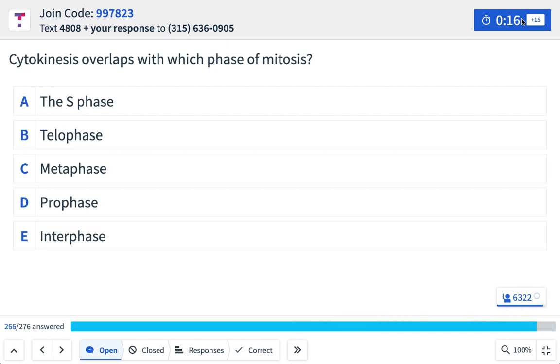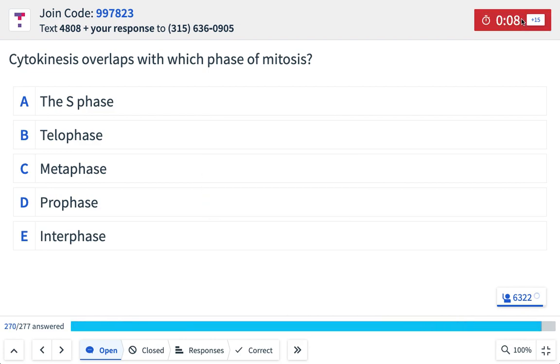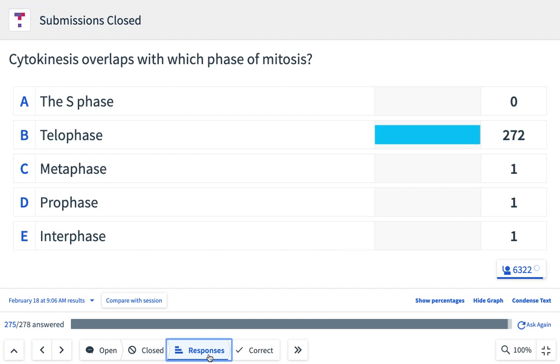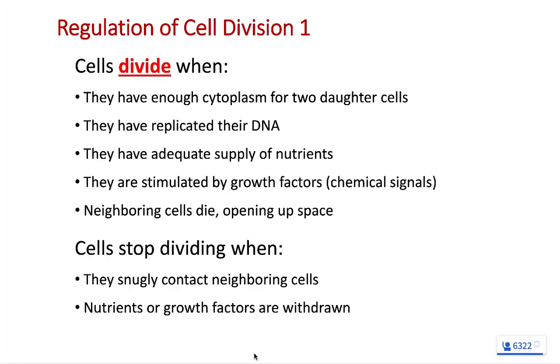Is it S phase, telophase, metaphase, prophase, interphase? If you have not yet, please submit your answers now. All right, let's see how we did as a class. You nailed it. Great work. Telophase is the correct answer. Let's move on.